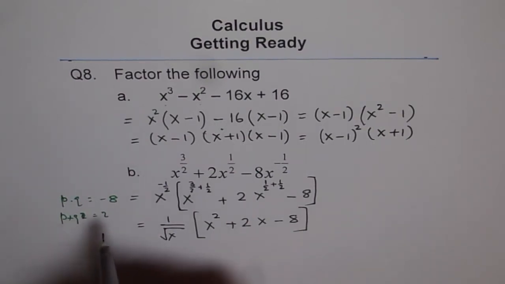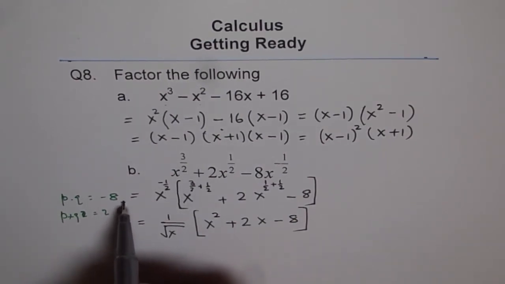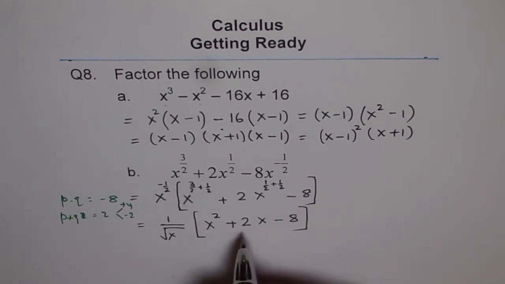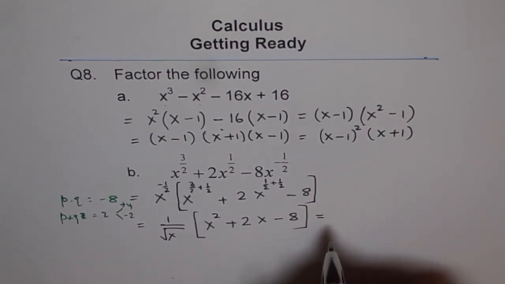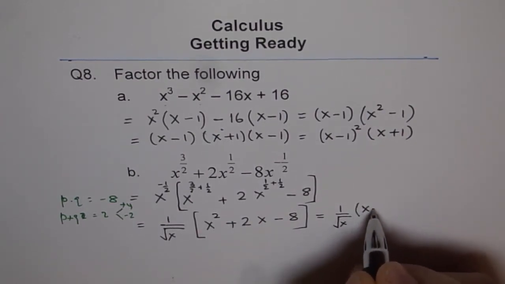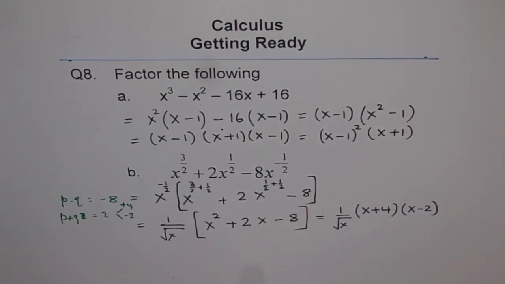So those numbers could be 4 times 2, right? So 4 times 2, and since you need plus, 4 is positive and 2 is negative. So the numbers are plus 4 and minus 2. When you multiply plus 4 and minus 2, you get minus 8, right? So I can factor this and write this as 1 over square root x times x plus 4 times x minus 2, correct? So that is how we are going to factor the given expression, right? So this is what we get.